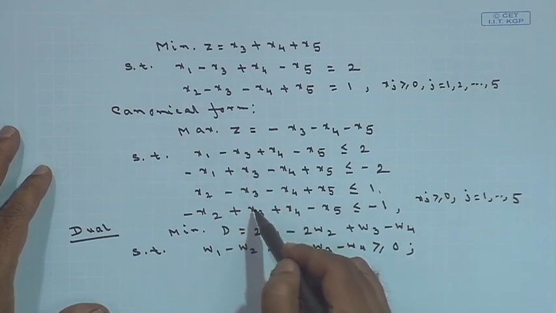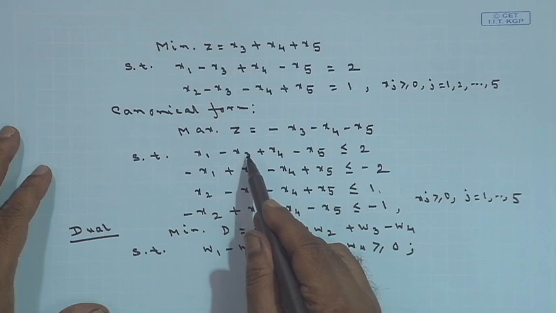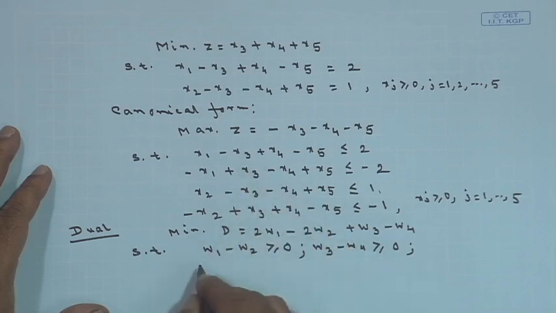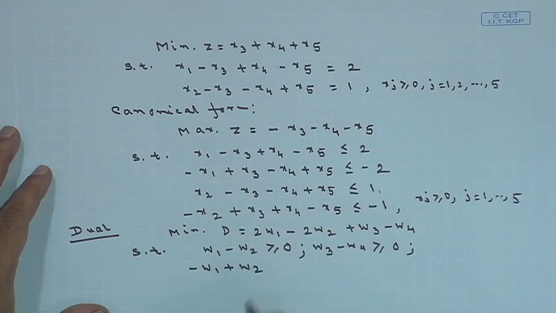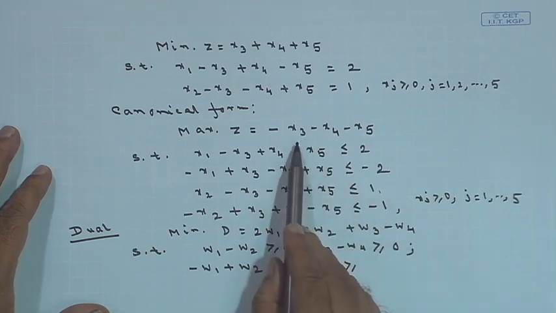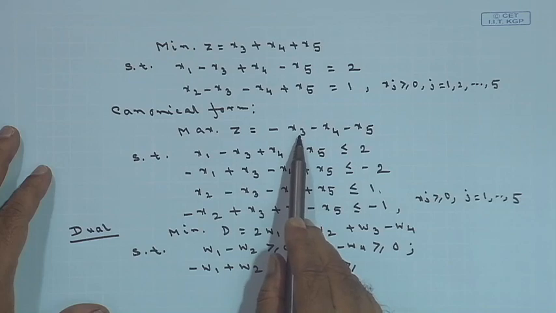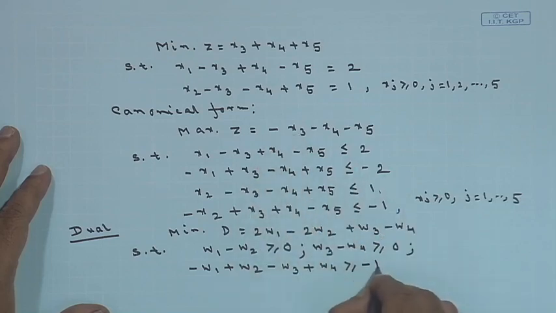Then for x3, I am having it at all places. So, it will be minus w1 plus w2 minus w3 plus w4, which is greater than or equal to. The coefficient of x3 in the objective function is minus 1. So, it will be minus 1.